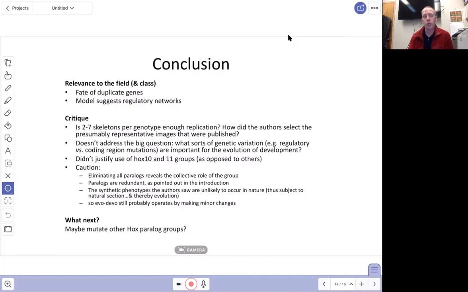Related question then is, when you have replication, but a publication like this, especially one that's this old, and in a journal like Nature, which has a short page count for manuscripts, how did the authors choose which of those 2 to 7 skeletons to show us pictures of? Did they select truly representative ones, or did they pick the best ones from the set? That is, are we looking at the most severe phenotypes?